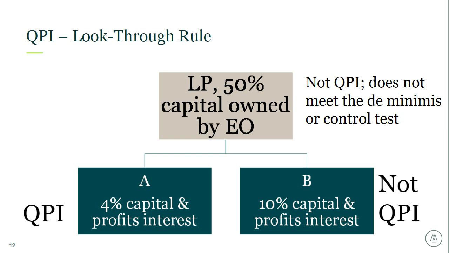However, partnership B would not be a QPI. It would need to be in its own silo because the organization indirectly holds 5% of the capital and profits interest if you take 50% times 10%. So this analysis where you go a step further and look at each underlying UBI activity that flows through is called the look-through test.